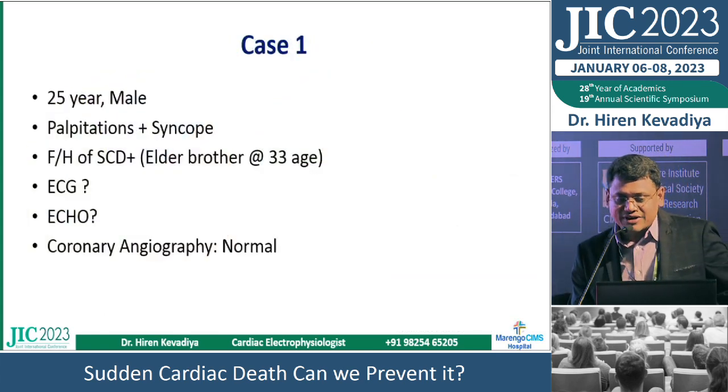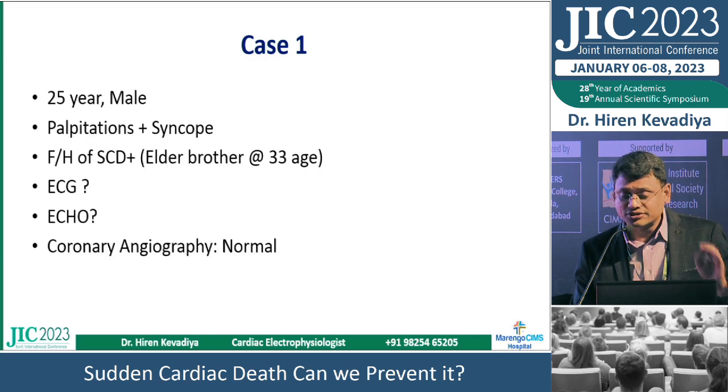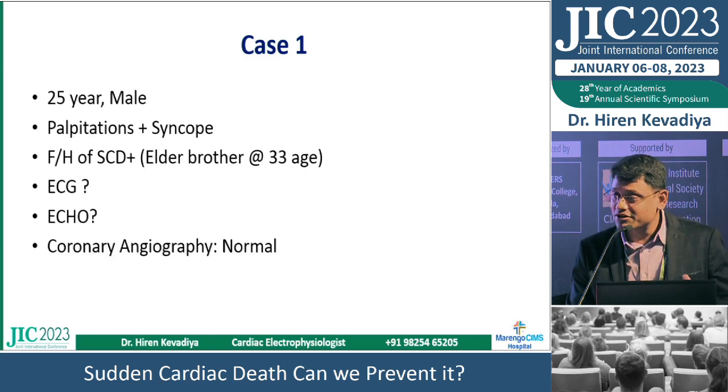So case 1 is a 25-year-old male who is having palpitation and syncope. He has a family history of sudden cardiac death. His elder brother died at 33 years of age. ECG and echo I will show in the next slide, but his angiography is normal.